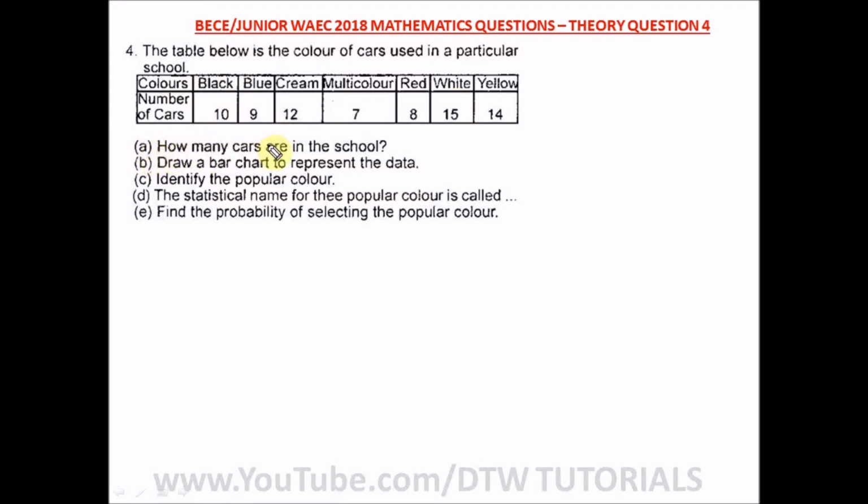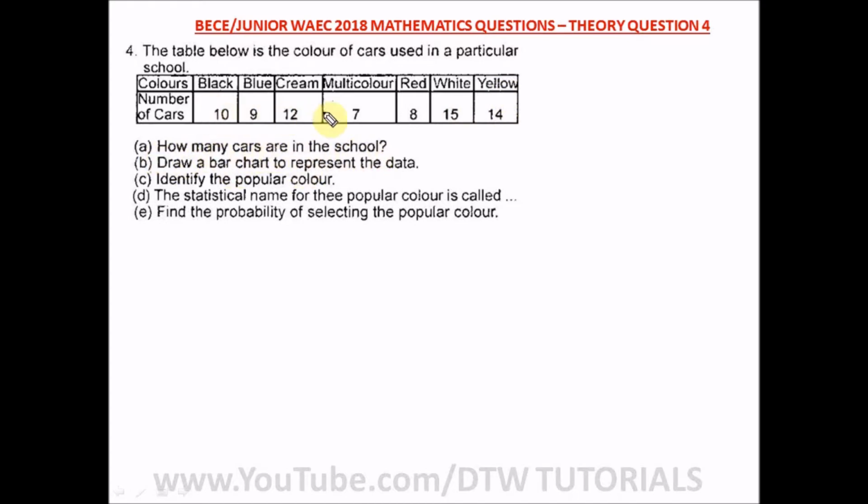Question A says how many cars are in the school. Now look at our table. This is the color, and this is the number of cars. Black has 10 cars. Blue cars, we have 9. Cream, we have 12. Multicolored, we have 7. Red, we have 8. White cars, we have 15, and yellow cars, we have 14.